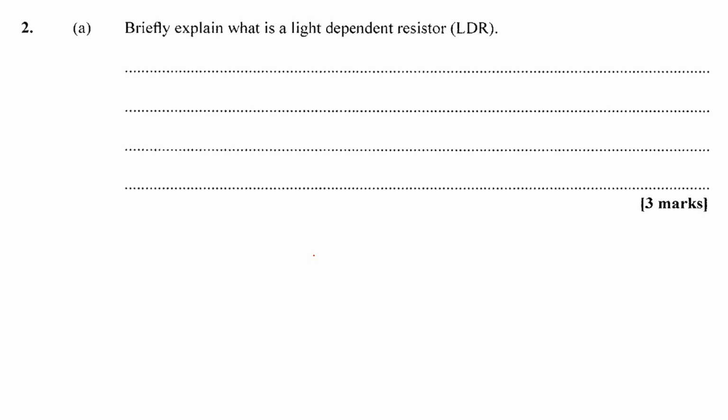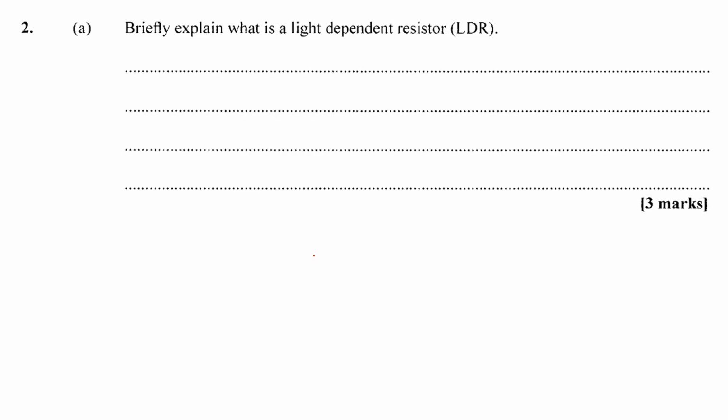Let me see if I can find something here to make it a little bit more concrete. As you can imagine, an LDR is a resistor. So once the intensity of light changes, the resistance changes.